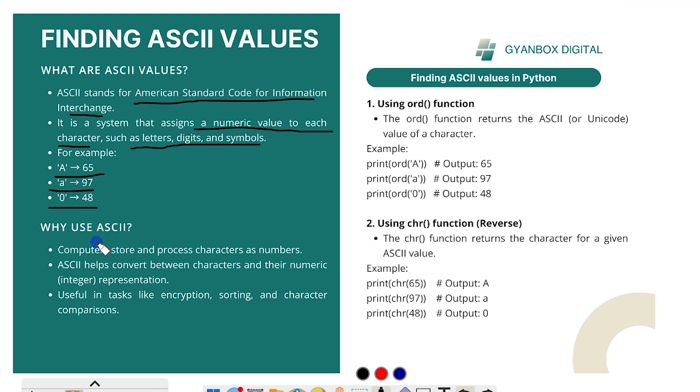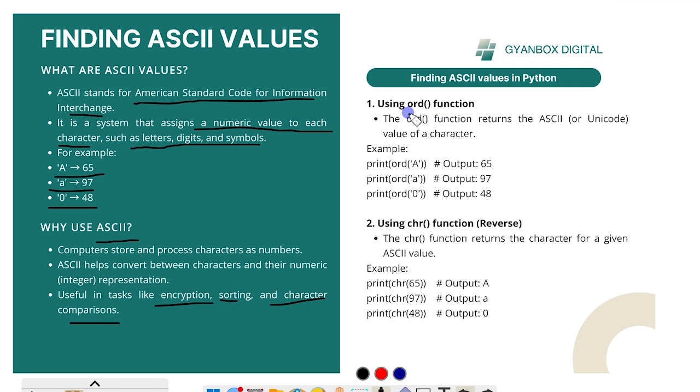Now we can use the ASCII table for different purposes, like computer stores and processes the characters as numbers. So if we are putting a character as an input to the computer, it will firstly convert it into ASCII and then convert it into binary form. ASCII helps to convert the characters and their numeric representation. It is useful in tasks like encryption, sorting and character comparisons.